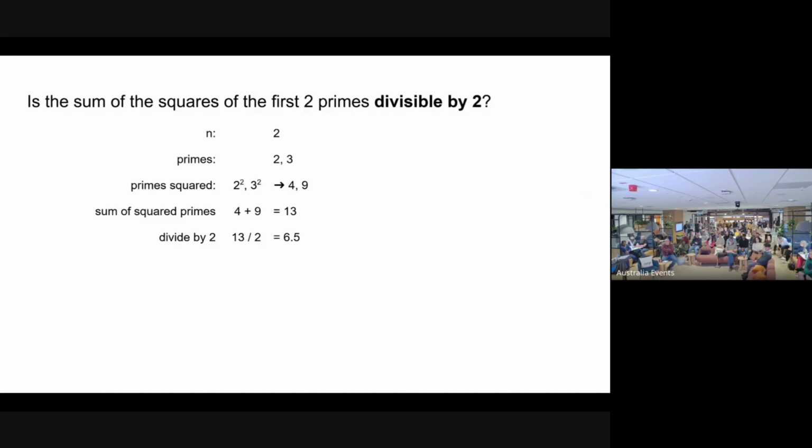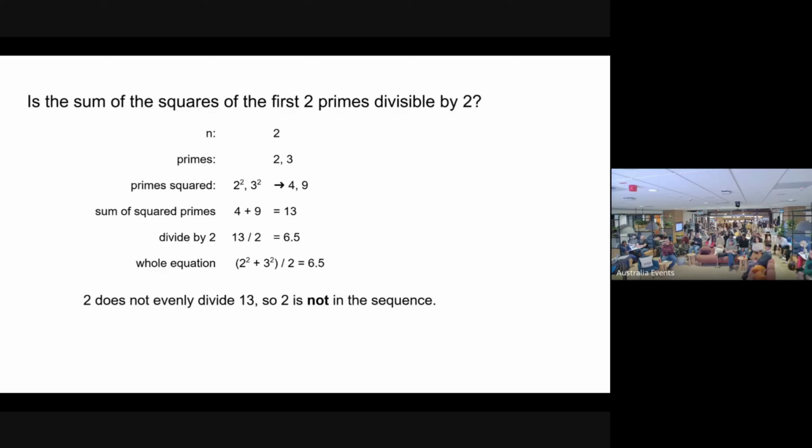And we want to see if this is divisible by however many there were. There were 2 of them. So is this divisible by 2? And it's not, right? It's 6.5. It doesn't go evenly. We want this to be a whole number solution. And just to write the equation all together, it might be easier to picture, right? The sum of the squares, 2 squared plus 3 squared, and we're going to divide it by 2. But it doesn't go evenly, so that's not in the sequence. That's not something we're looking for.